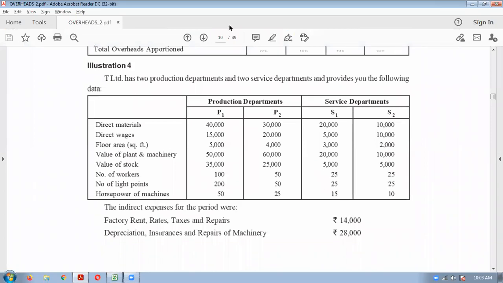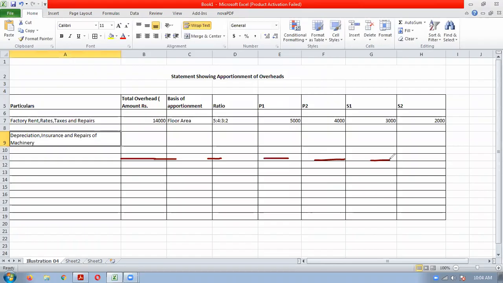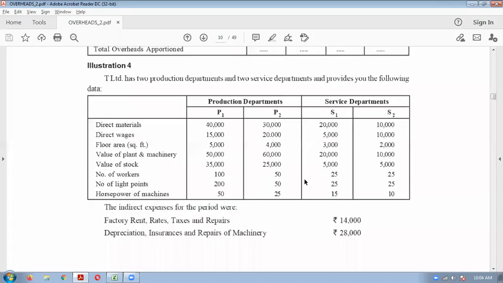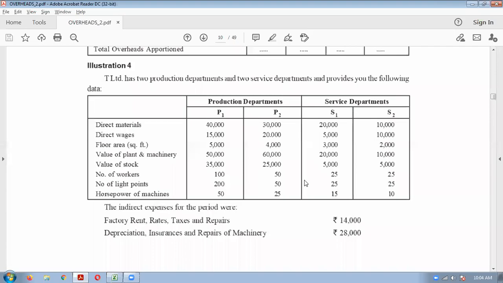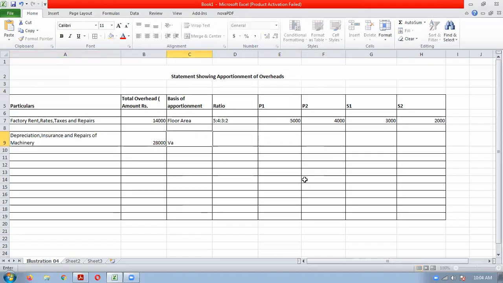See, value of plant and machinery is given. So depreciation we will allocate on this basis. So value of plant and machinery. How much is it? 28,000. The basis will be value of plant and machinery. So this basis we will use.